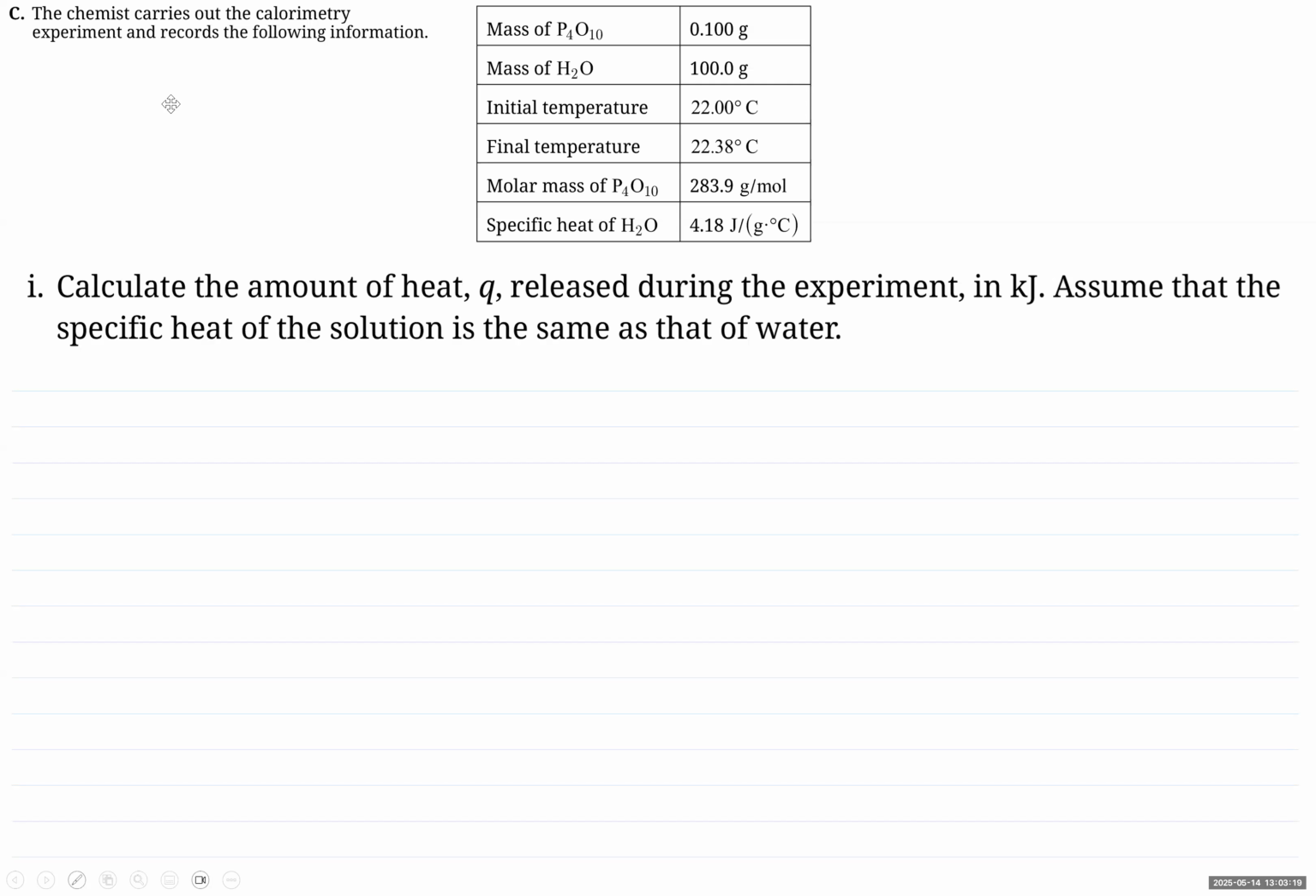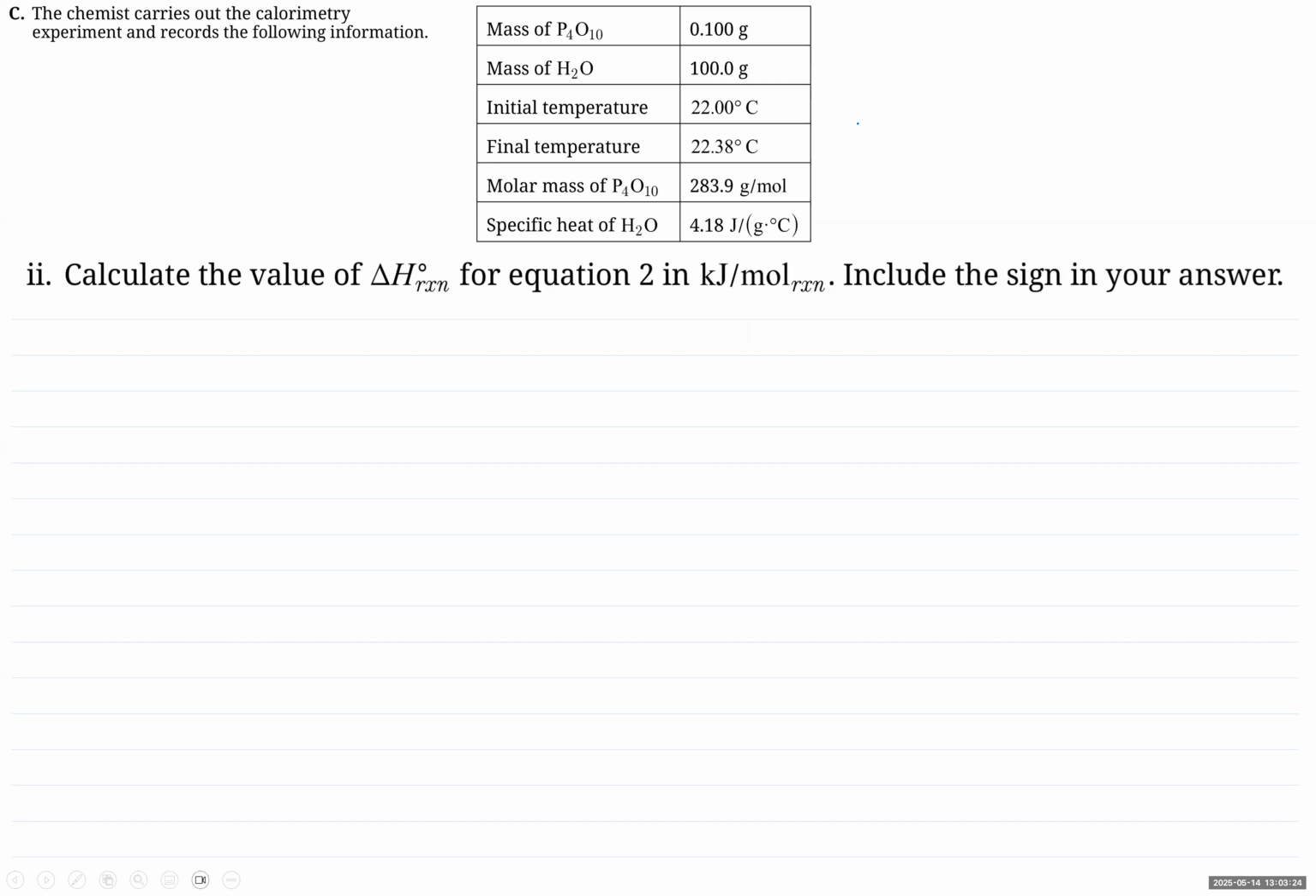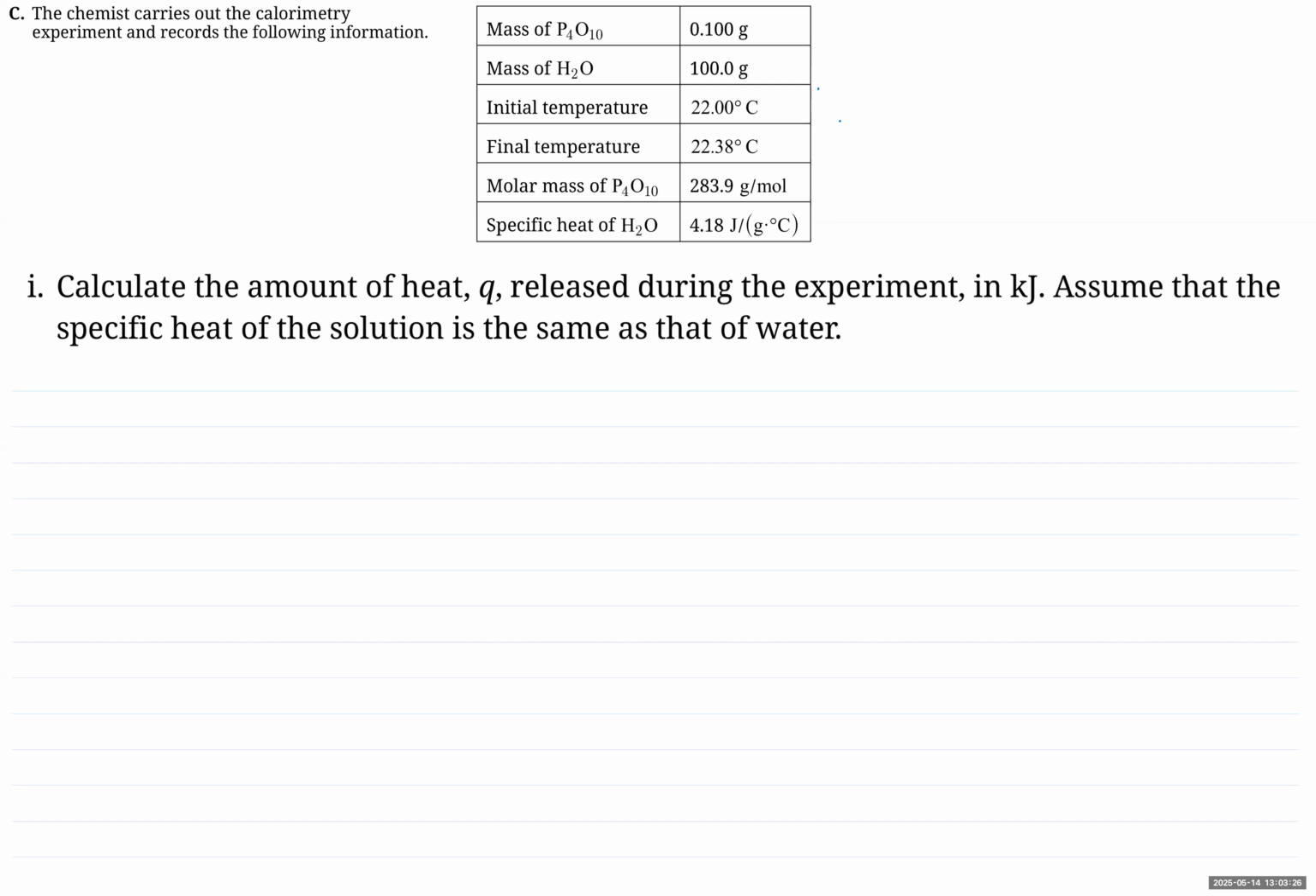All right, so we have some values right here, right? So we have initial temperature and final temperature. That gives us a delta T value of, what is that? That's 22.38 minus 22. So that gives me 0.38 degrees Celsius for our delta T. All right, what else we got? We got the mass of our white phosphorus, and we have a molar mass, we have the mass of the water, and the specific heat.